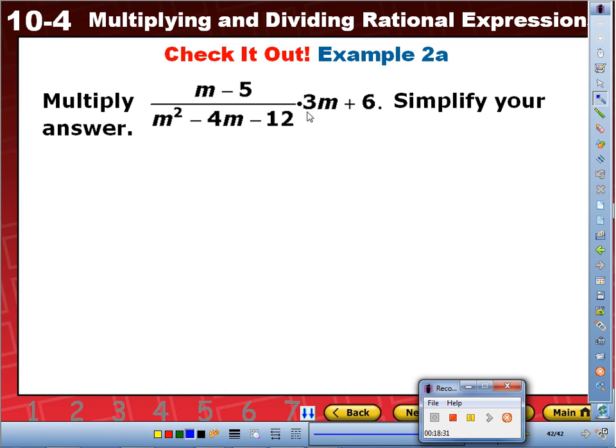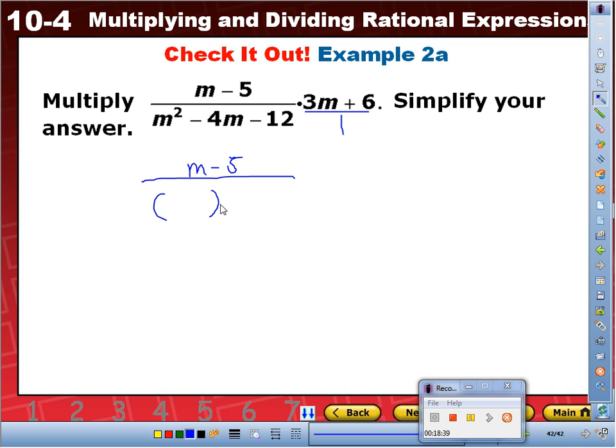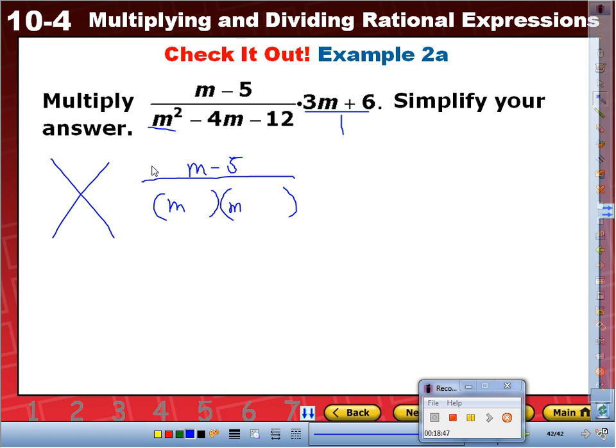First things first, I need to write this over 1. I'm going to factor this one. It stays the same, m minus 5. Over, open two parentheses for this one. This becomes m and m. Power Rangers, -4, -12. The factors are -6 times 2. So this is m minus 6, m plus 2. We cannot simplify this anymore, so times. GCF here is 3, m plus 2 over 1.